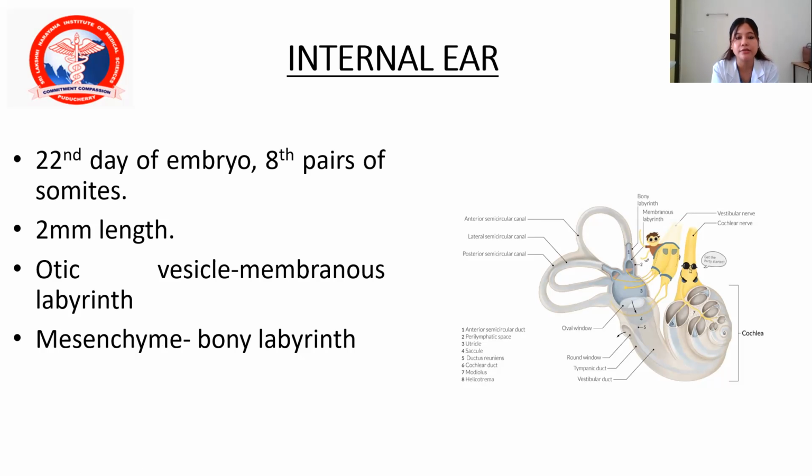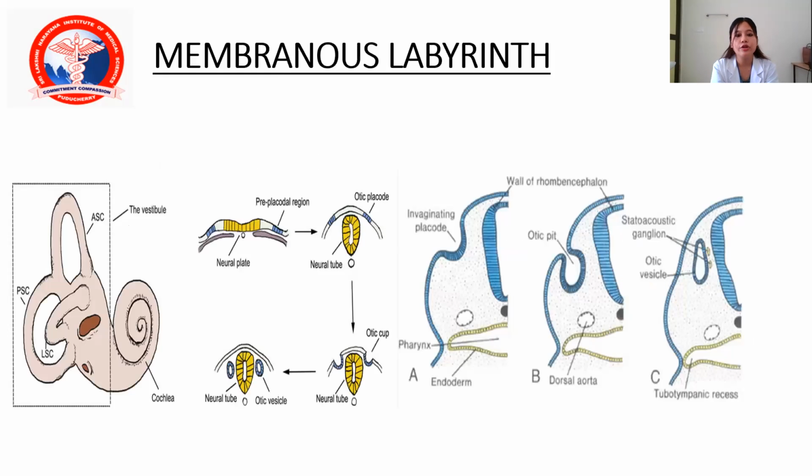the bony labyrinth. As I have already mentioned, the internal ear or inner ear consists of 2 components, that is membranous labyrinth and bony labyrinth. The membranous labyrinth is covered by the bony labyrinth. And what are the 2 primordia of this internal ear? These are the otic vesicle and the mesenchyme surrounding the otic vesicle. So let us see.